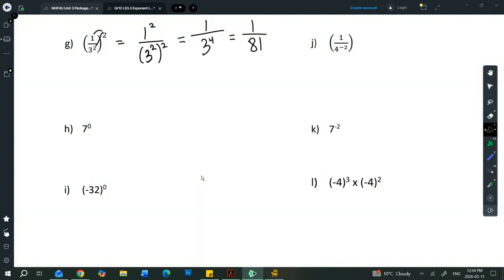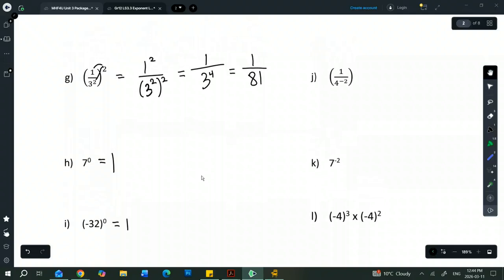Okay. Let's look at h. So 7 to the exponent 0. Yep, anything to the exponent 0 is 1. So -32 to the 0. No. No. What's anything to the exponent 0? 1.